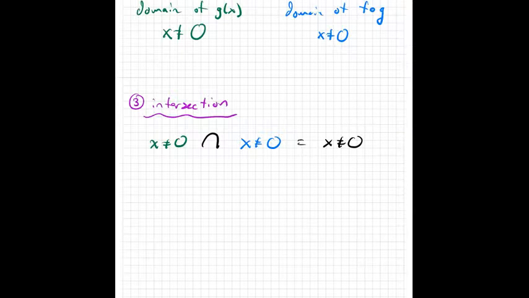And if we're going to write that in interval notation, say here's our 0, right? And we want everything except 0. So we want everything to the left of 0. We also want everything to the right of 0. And if we want everything except 0, we need to group it with parentheses in this case. Right? So that's the graph.